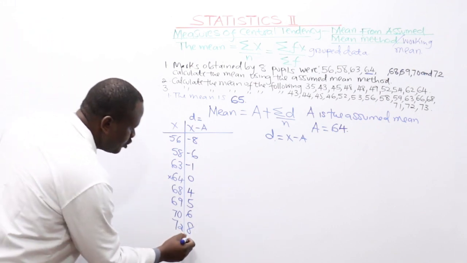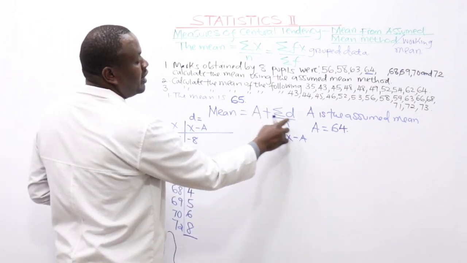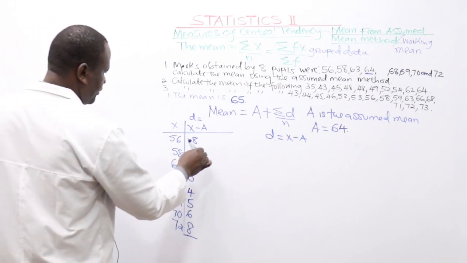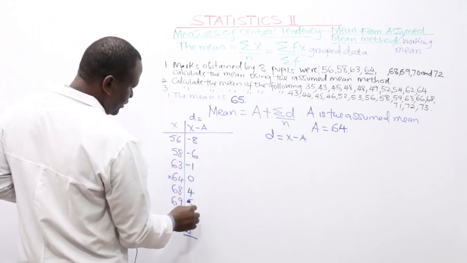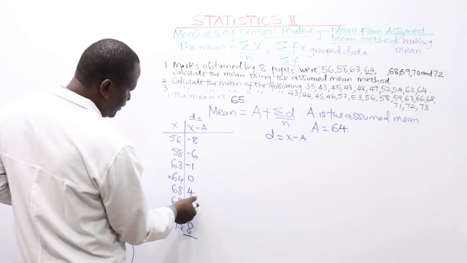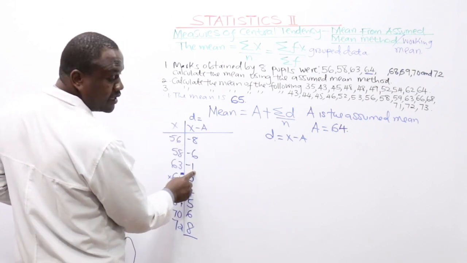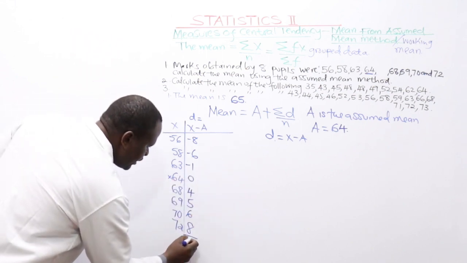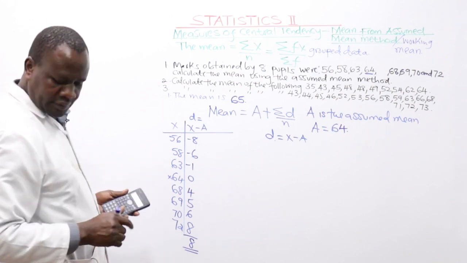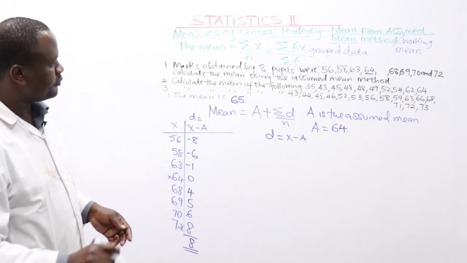Then we get the total. That is what this sign means, the total. If we get the total, some of these will cancel. We get 9, and 9 plus negative 1 is 8. So the total is 8. Therefore, what is the mean?